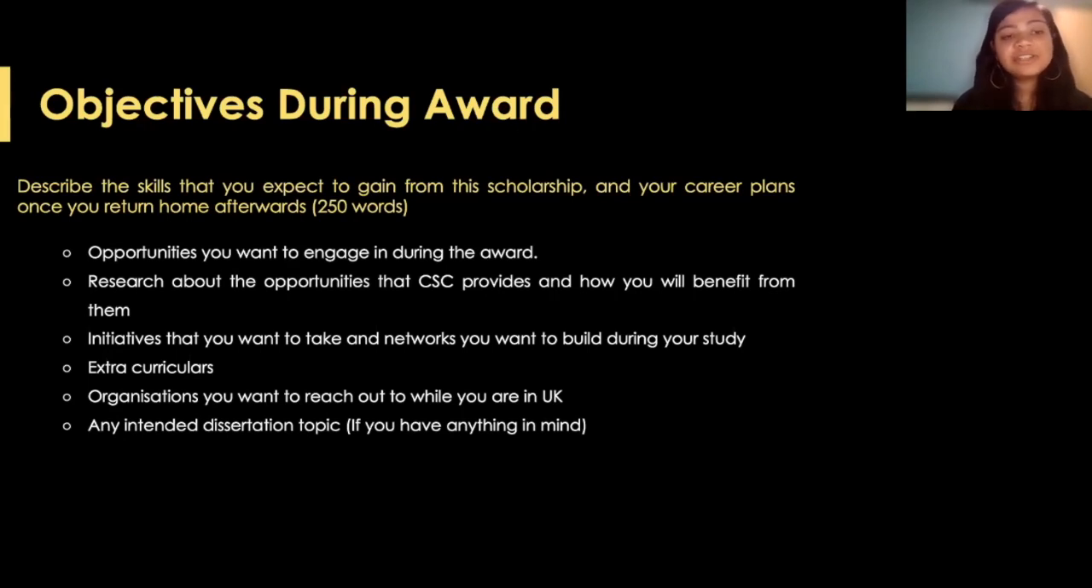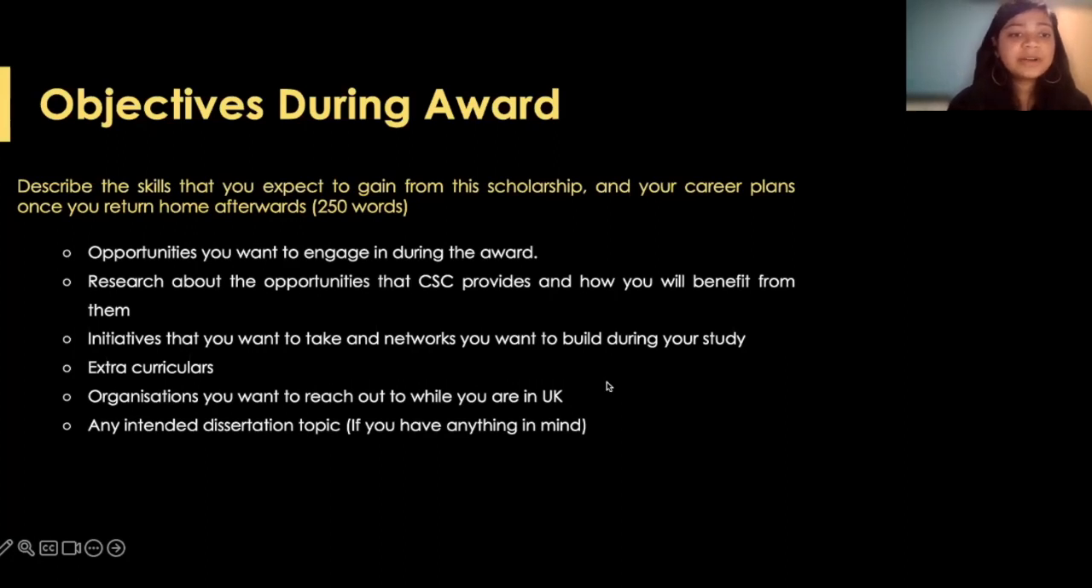So focus on the initiatives that you want to take personally during your study. What are the networks you intend to build during your study? Are there any specific extracurriculars that you're looking forward to in your specific university while you pursue your course? Are there any specific organizations that you want to work with while you are in the UK? And of course, in this section, you could also include the research topic for your dissertation if you have anything in mind in that arena, right?